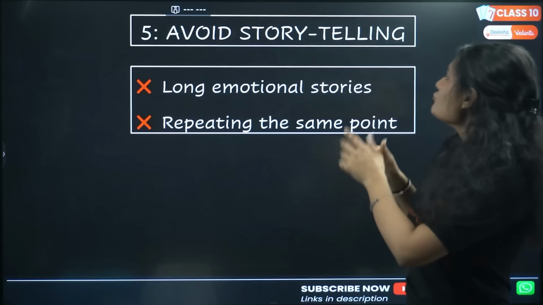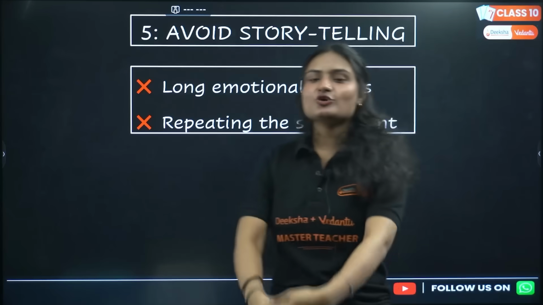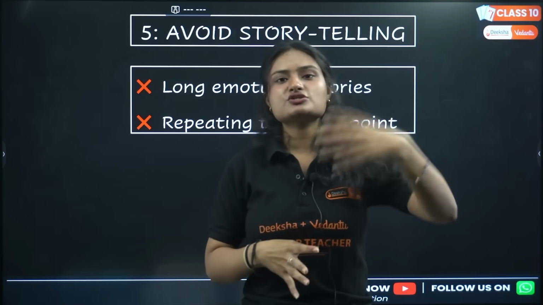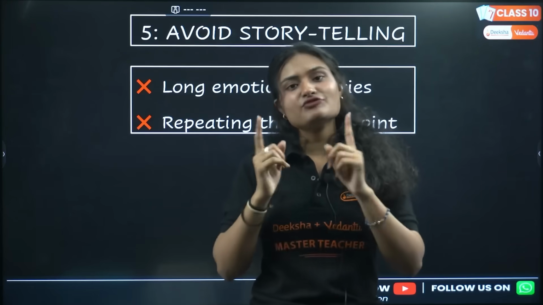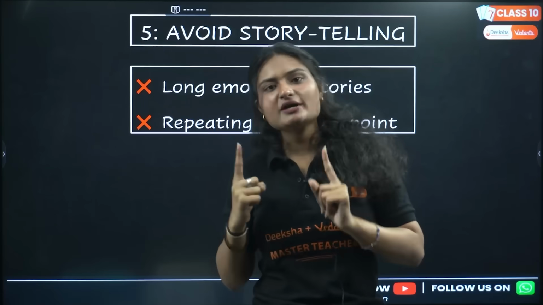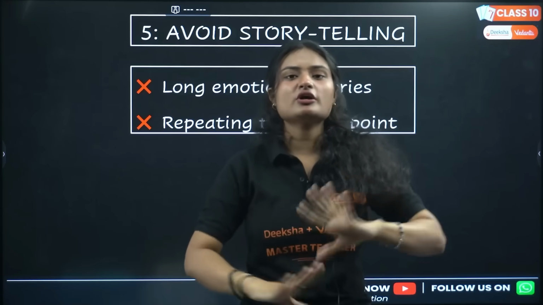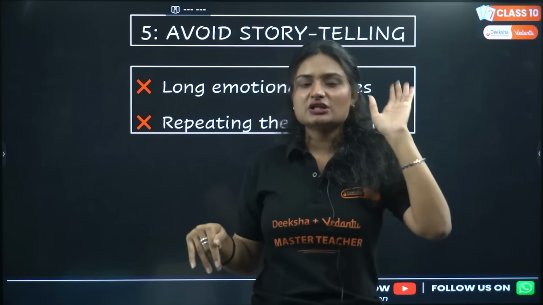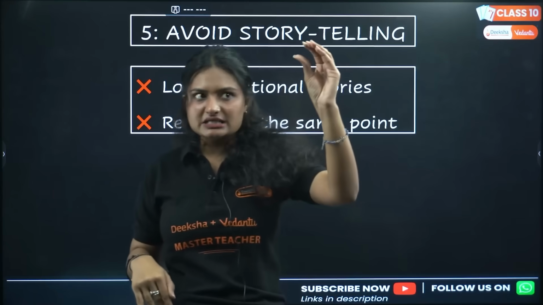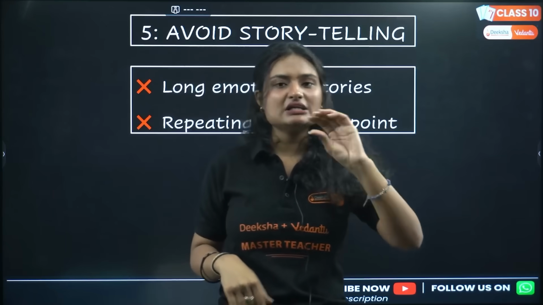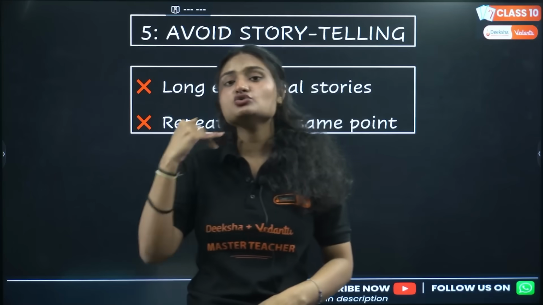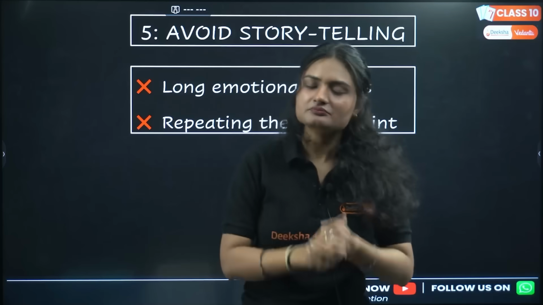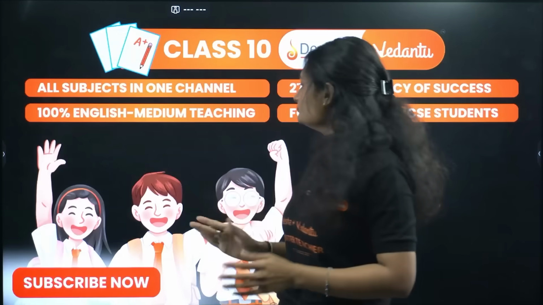Now avoid storytelling, right? When you're writing a letter, you're not giving the whole story. That's not an informal letter, it's a formal letter. It should be in the required word limit only. So do not write long emotional stories. Stop repeating the same content again and again. Just give the details in sequence. What is the event, details of that event, and then what it is affecting. What are the effects of that event, right? And that's all.